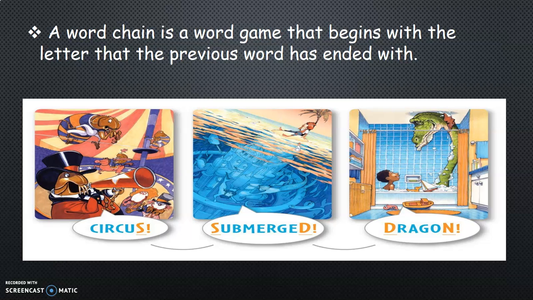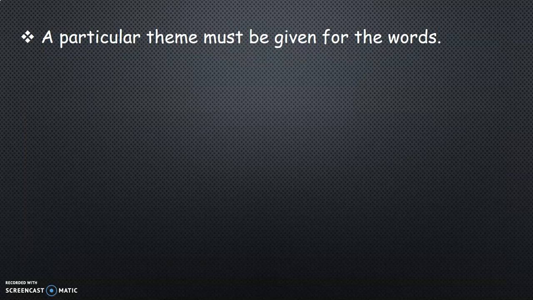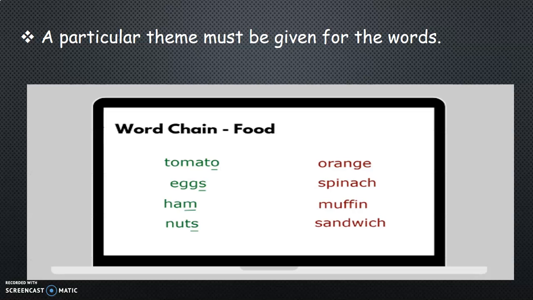So in this way, this is word chain. But there is one more thing which you have to keep in mind, that you cannot write any word anytime. Why? Because a particular theme must be given for the word. Now let's see what theme is here. See, you have to prepare a word chain of food. So food here is a theme. Now related to the food, whatever words you know, you have to collect those words and prepare a word chain.